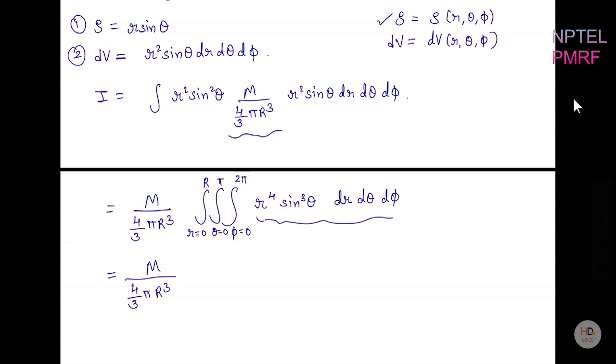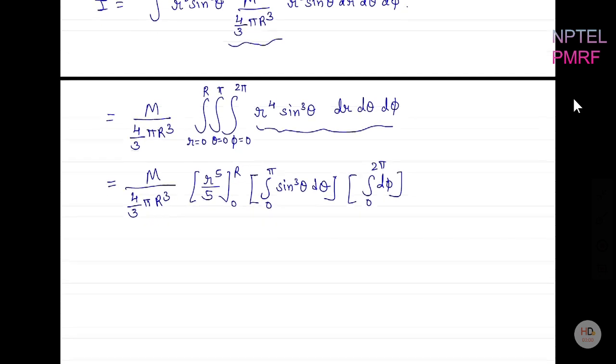Then the r integral is the integral of r to the power 4, which is r to the power 5 over 5 from 0 to r. Then the theta integral, which we have to do separately, is the integral of sine cube theta d theta from 0 to pi, and the phi integral is just 0 to 2 pi d phi.